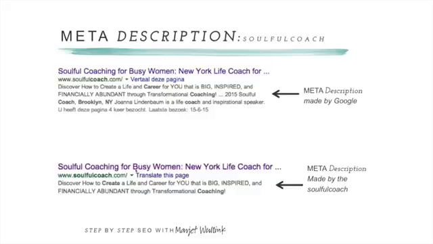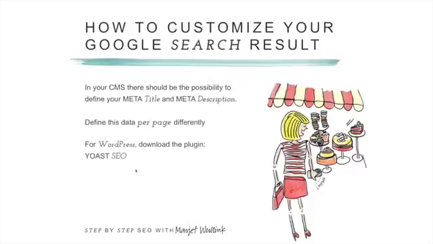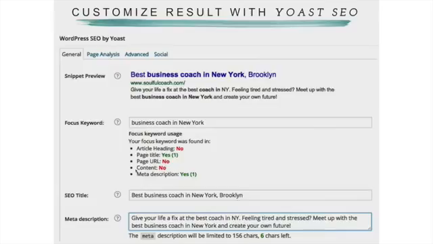How can you then customize your Google search results to attract your audience to click through? In your CMS, like WordPress or Joomla, there should be the possibility to define your meta description and your meta title. Define this description and title differently per page. For WordPress, it is easy. You can download the plugin Yoast SEO. This example illustrates how to customize your metadata with the Yoast plugin.